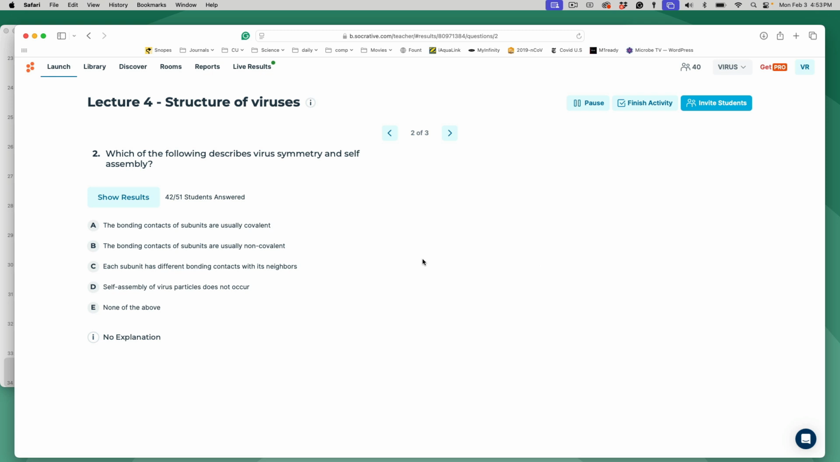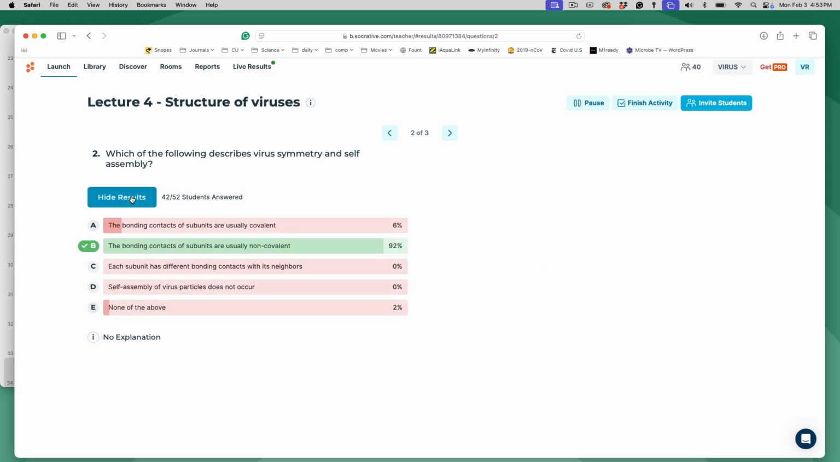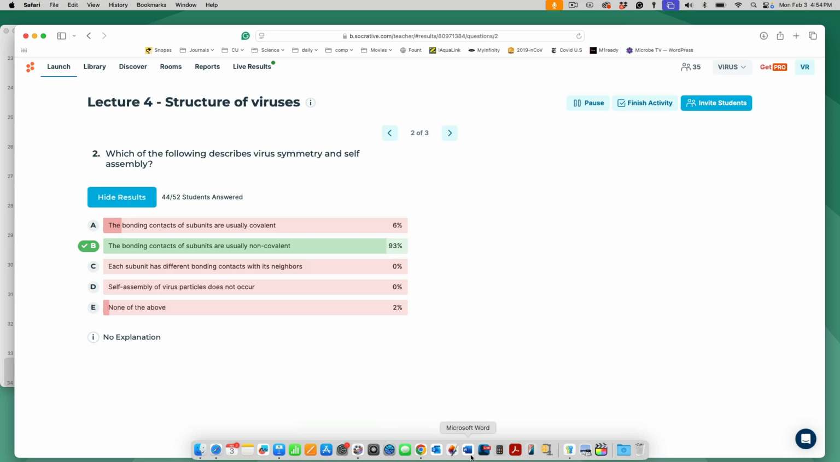All right, let's have a look how we did. The bonding contacts are usually non-covalent. That's correct. They are not covalent. Each subunit has different contacts with its neighbors? No, the symmetry means they're all the same. All the interactions are the same. Self-assembly doesn't occur? You know that it does. I gave you nice examples for 2 different vaccines. So bonding contacts are usually non-covalent.